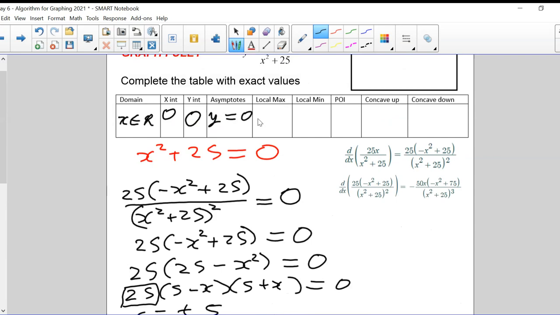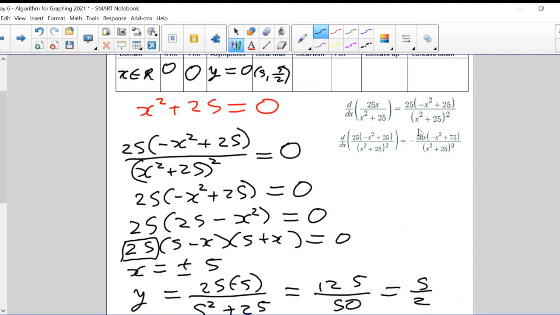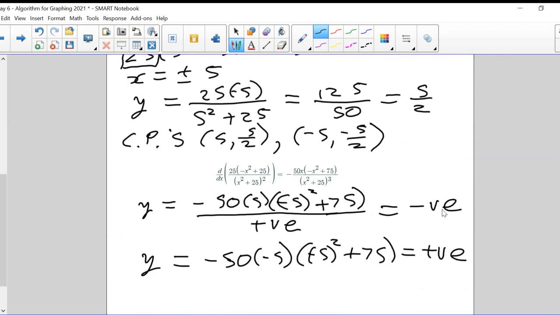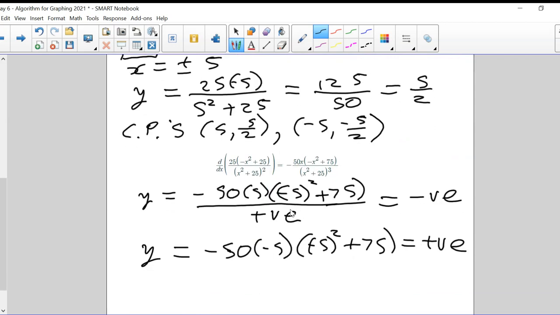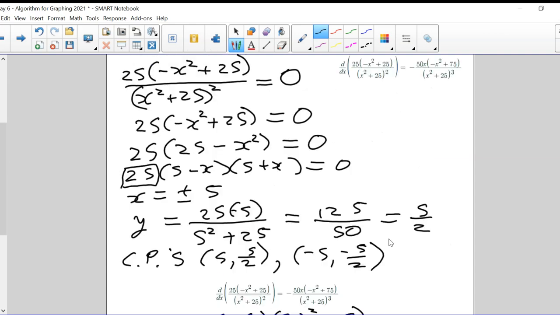The local max is at 5 over 2. And the local min, because it turned out, I'm just reminding you, when I put in a positive, I got negative. When I put in the negative, I got positive. That means that this would be a min at minus 5.